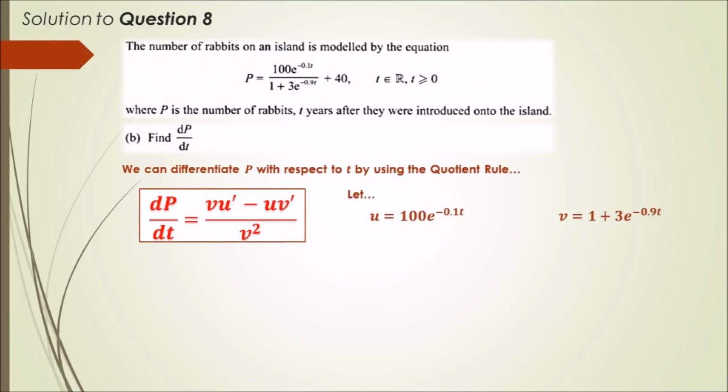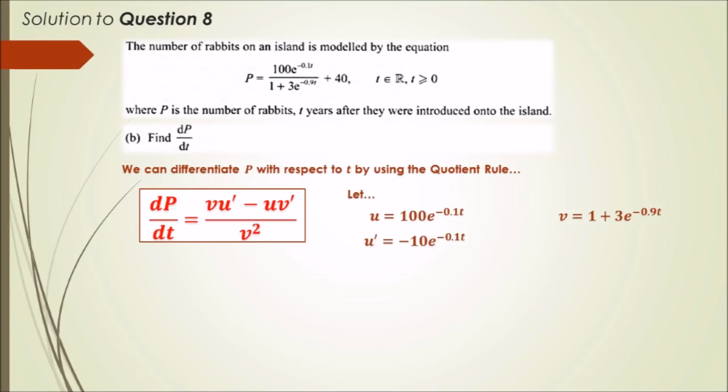Now, to differentiate u, to differentiate an exponential, we literally differentiate the power part, minus 0.1 t, and just drop the minus 0.1 down and multiply it by the 100. And that should give us negative 10. And of course, we copy the exponential part.